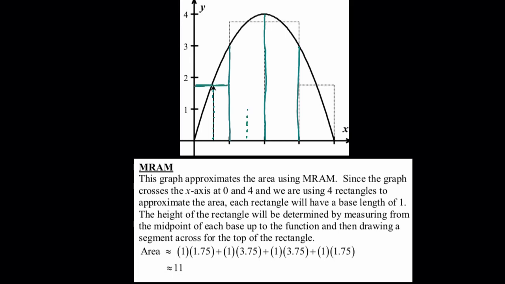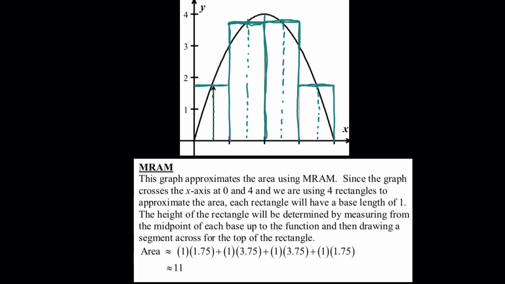The next rectangle, we find the middle between there, come straight up until it hits the function. That determines the top of our rectangle, which we can then finish off here. And then we do the same thing with this one, come straight up until it hits the function. That determines the top of your rectangle, finish it off. And then this one coming straight up gives you the top of the last rectangle, and then finishing it off.